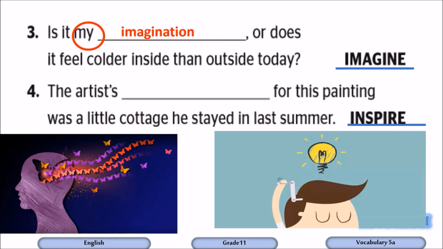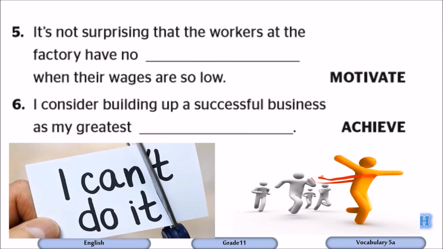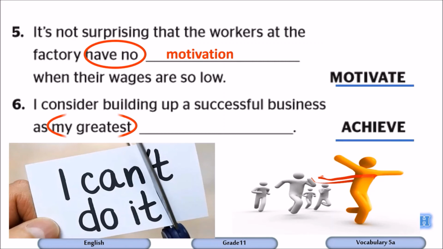The artist, so we have inspire. Inspire here is a verb, and as you can see, this is the genitive case or possessive s. So we need a noun. Inspiration for this painting was a little cottage he stayed in last summer. Number 5. It is not surprising that the workers at the factory have no, the verb is to motivate, and we need a noun here, and the noun from motivate is motivation. Number 6, I consider building up a successful business as my greatest, we have the verb achieve, and we have the superlative my greatest. This is, of course, an adjective which requires a noun, my greatest achievement.